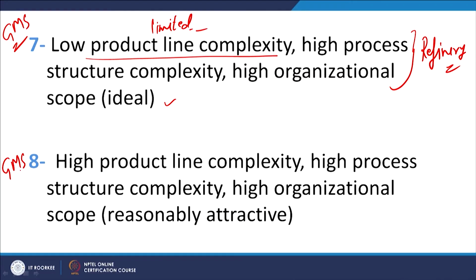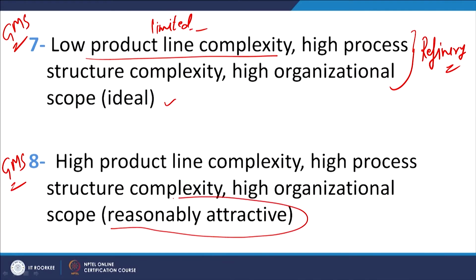And then the eighth generic manufacturing strategy, the last one in our discussion right now, is high product line complexity. So, you are offering a wide variety of products, with high process structure complexity. So, you have mature processes where you have a lot of continuous production systems, and high organizational scope.